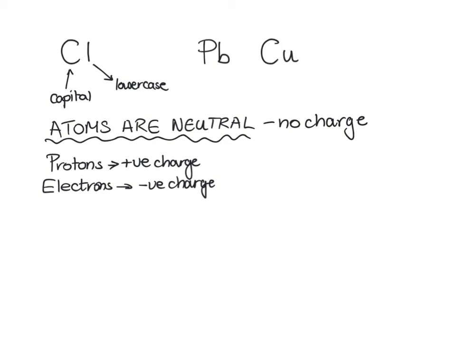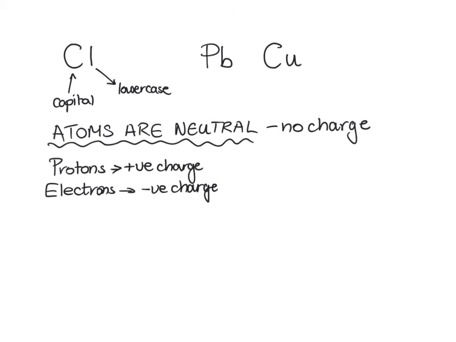So in order for an atom to be neutral, that means that my total charge has to be 0. And that means in order for the total charge to be 0, the number of protons and electrons in my atom have to be equal. So as a conclusion, I can say that the number of protons must equal the number of electrons.